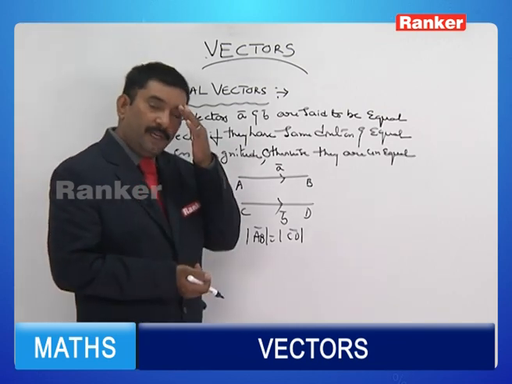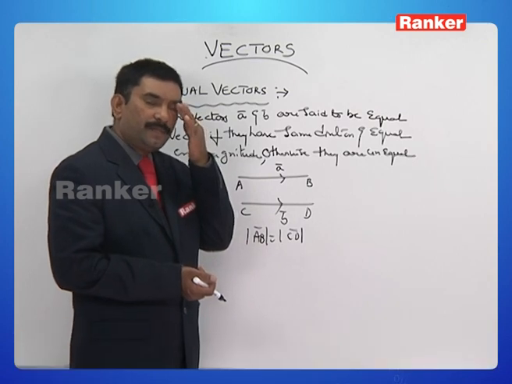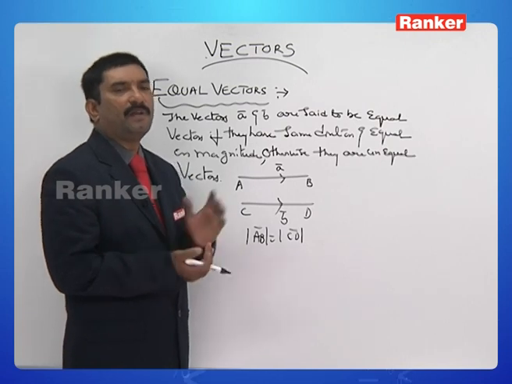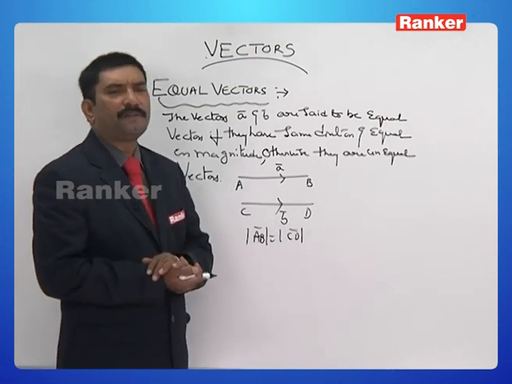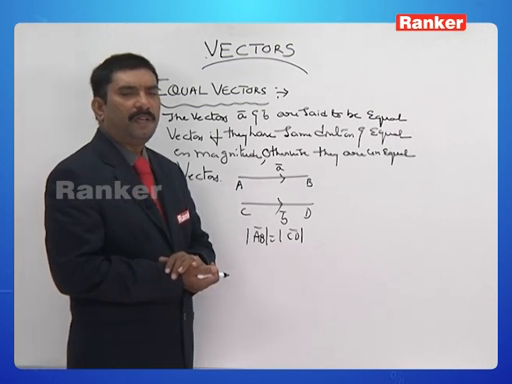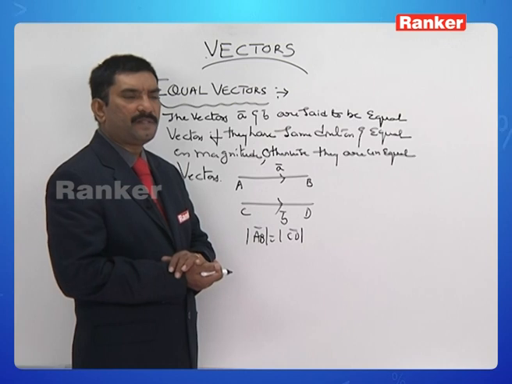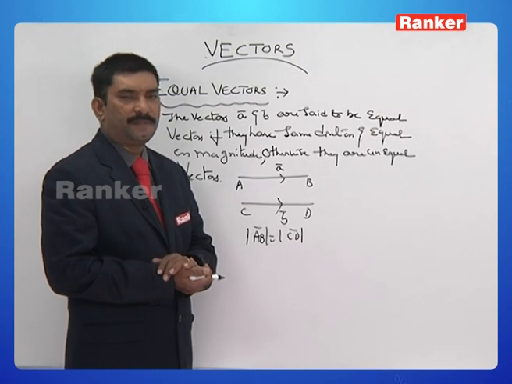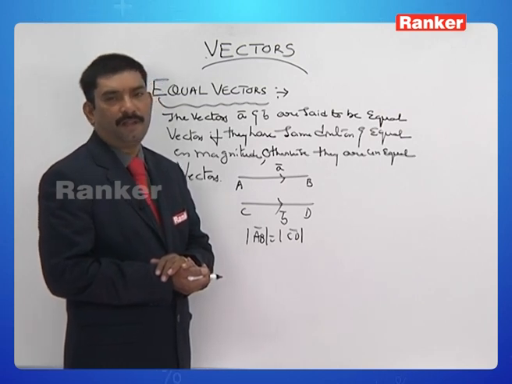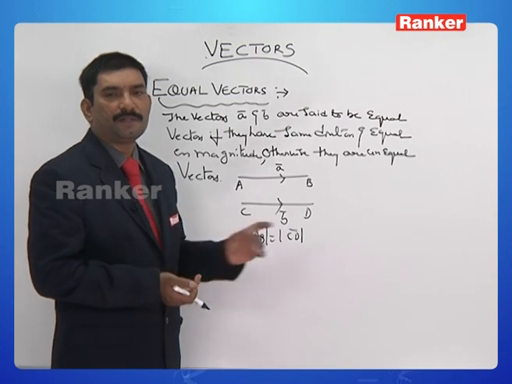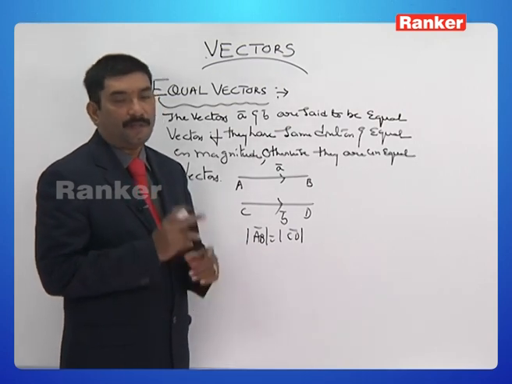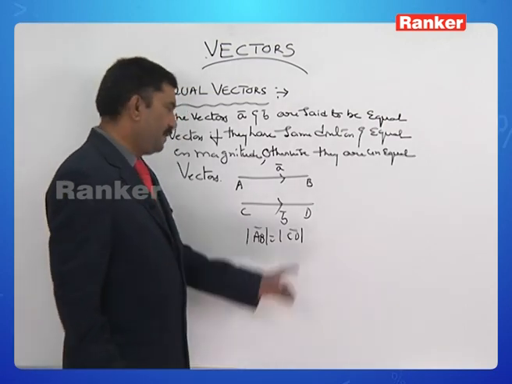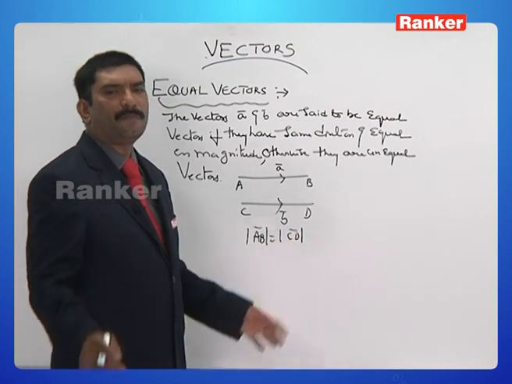So, having the same directions and equal in magnitude, otherwise they are unequal vectors, not having equal magnitudes or having different directions. Any two vectors, any three vectors, any number of vectors are said to be equal provided they satisfy the conditions of having the same directions and equal magnitude. Otherwise, they are unequal vectors, having a different direction or different magnitudes.